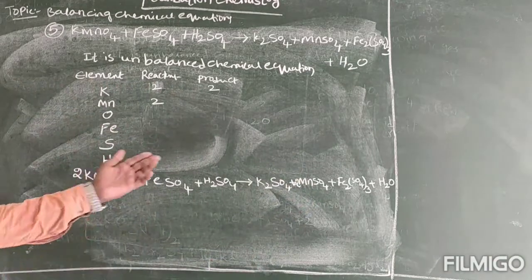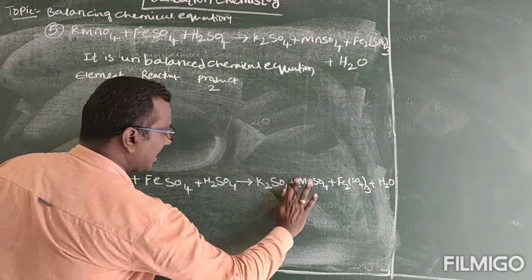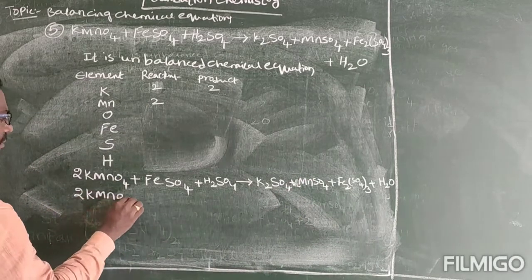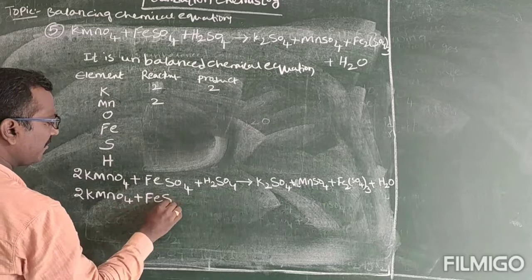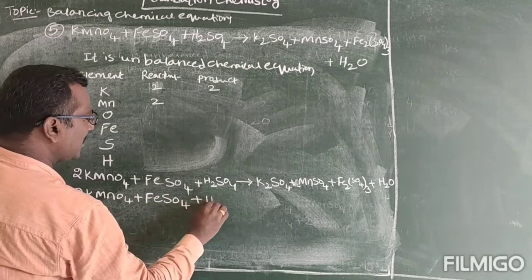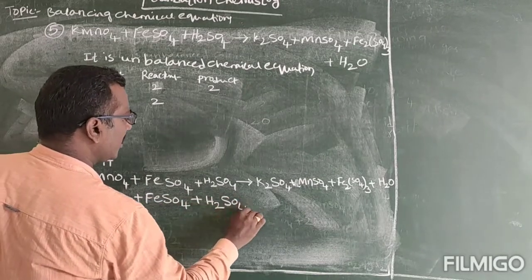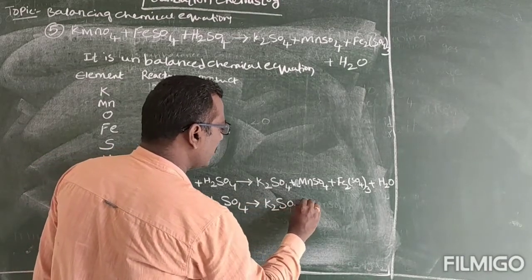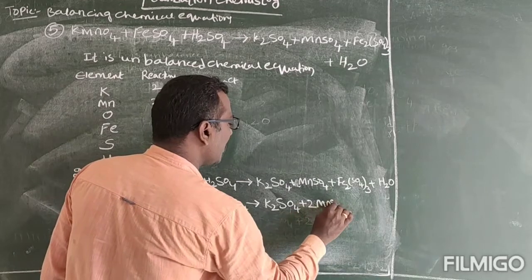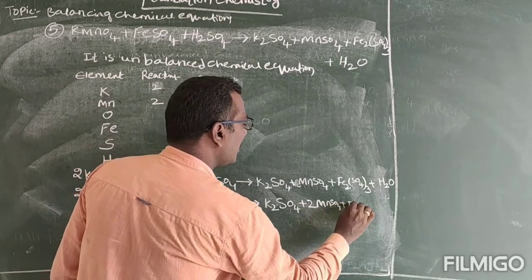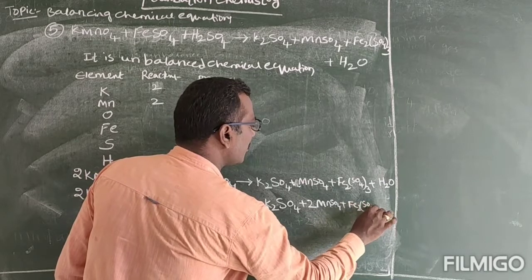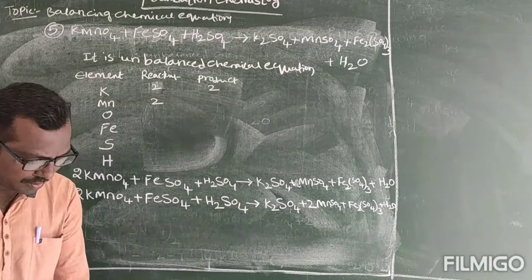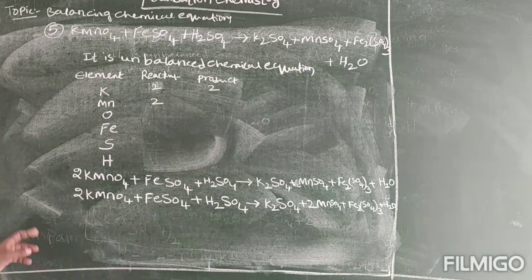Why waste time again? Directly I can write the second step like this: 2KMnO4 plus FeSO4 plus H2SO4 gives rise to K2SO4 plus 2MnSO4 plus Fe2(SO4)3 plus H2O. Okay, so that is the case.